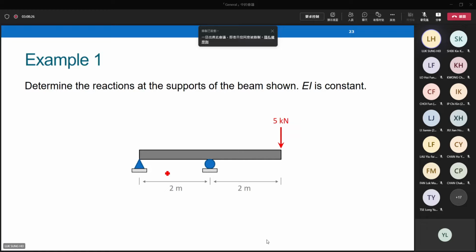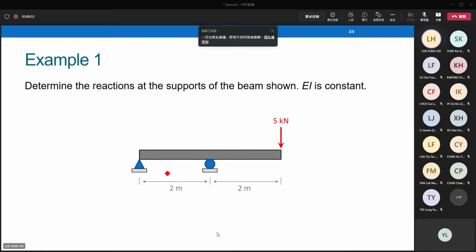Suppose we are going to use the stiffness method to find out the reactions at the supports. I will go further. I will also draw the shear and moment diagram for this example 1. But firstly, let us evaluate the reactions at support. We have two supports, one pin, one roller sitting on the ground. This structure is under one concentrated force at the right-hand side, the free end, 5 kilonewton.